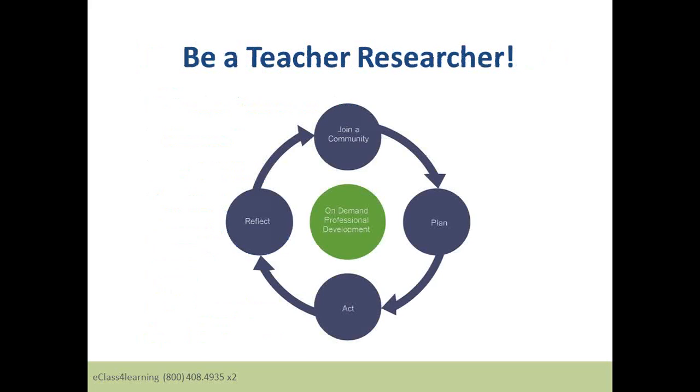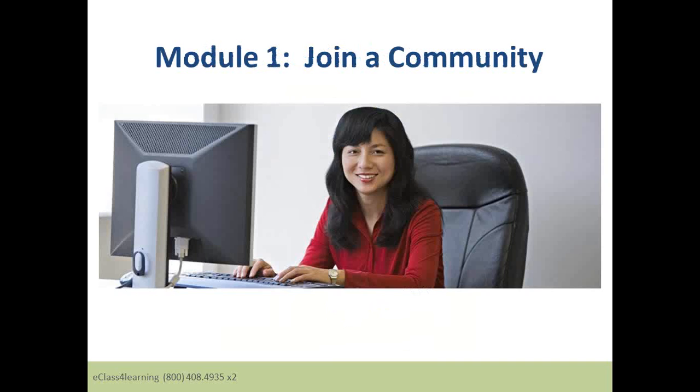The E-Class for Learning on Demand Professional Development course has 4 modules, each taking approximately 2 hours to complete, and those 4 modules are seen in this diagram: Join a Community, Plan, Act, and Reflect. In the first module, teachers introduce themselves to others in the online community. They get an opportunity to meet their mentor, and they prepare to become a teacher researcher.